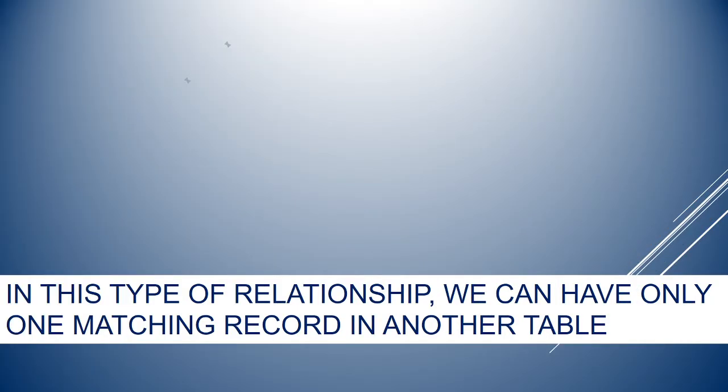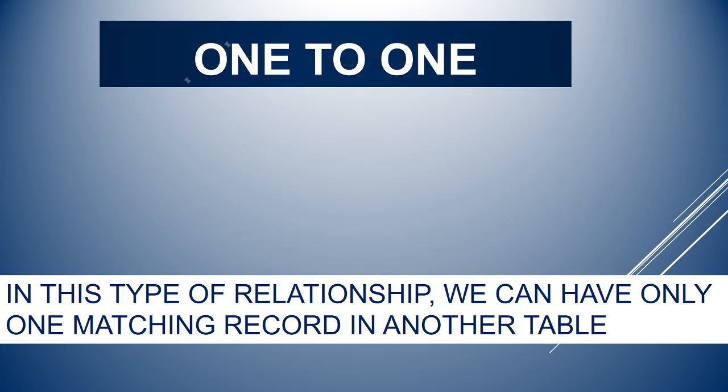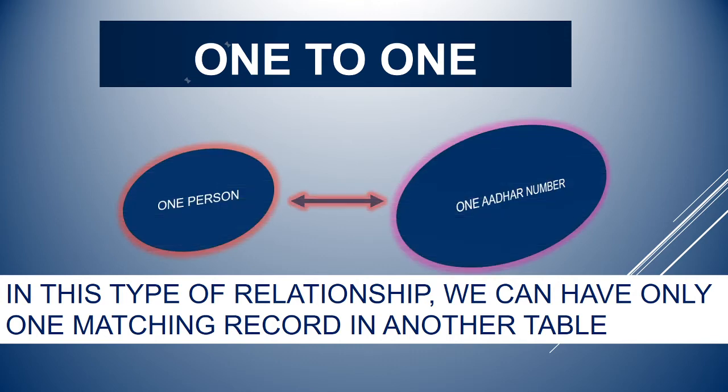Now we will see various kinds of relationships. The first relationship is one-to-one. In this type of relationship, we can have only one matching record in another table. It means when we have two tables, one person and one Aadhaar card. All of you know that one person can have only one Aadhaar number.